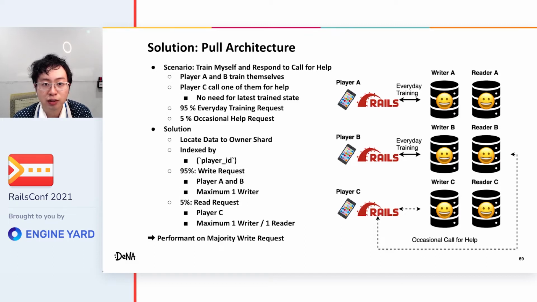The solution is a pull architecture. You can see the layers and databases on the figure. We locate the data to the owner shard indexed by player ID. Then, 95% of write requests involve just one writer, and 5% read requests involve one writer and one reader. This architecture is performant on the majority write requests.